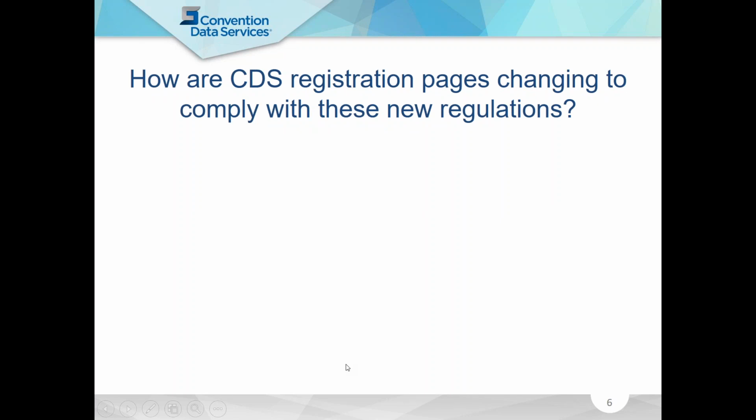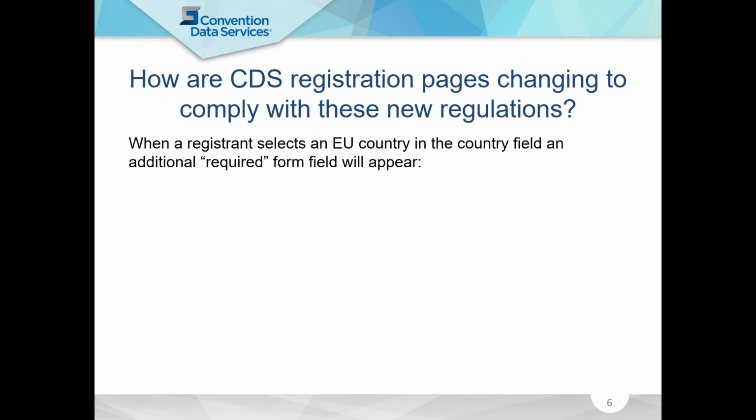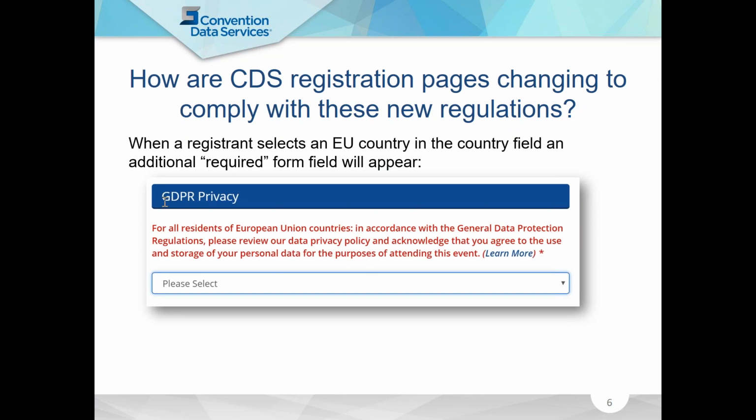So as an example, how are CDS registration pages changing to comply with the new GDPR regulations? When a registrant selects an EU country from the country drop-down list on the registration form, a new form field will appear. It's a conditionally exposed form field. It functions very similarly to what you may be familiar with when we made changes for the Canadian anti-spam law. So someone from an EU country will see this exposed on the registration form.